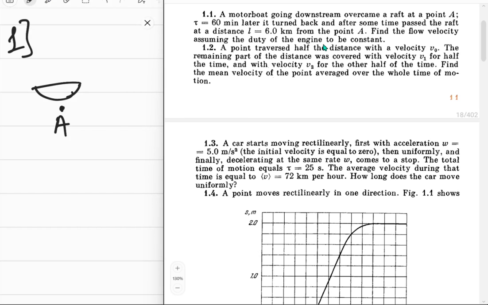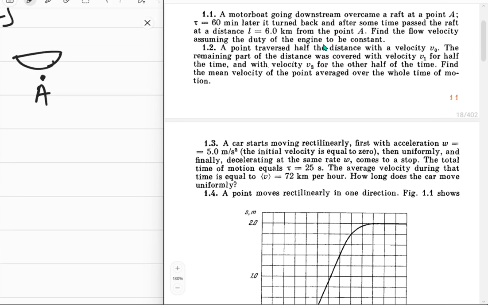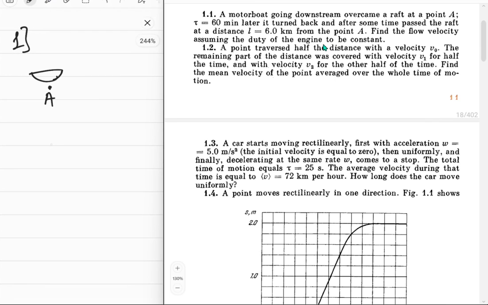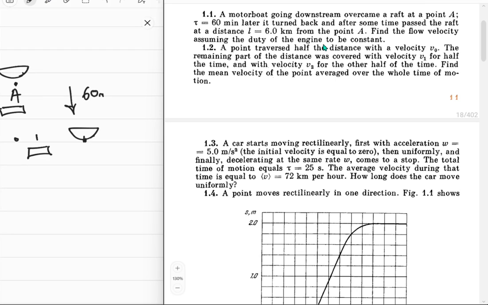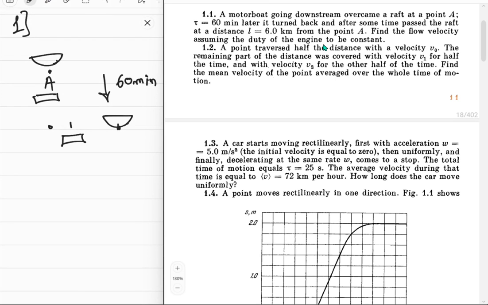Okay. 60 minutes later, it turned back, and after some time, passed the raft. So 60 minutes later, it would have gone. Oh, and it's a raft. What does a raft mean? Motorboat versus raft. What's the difference? Oh, a raft doesn't have a power source, right? It just goes with the water. So it's just flowing downstream with the water, right? So if this is the raft, for example, then it will have moved a little bit and it will be over here or whatever. So here to here, we required 60 minutes. So 1 hour basically.